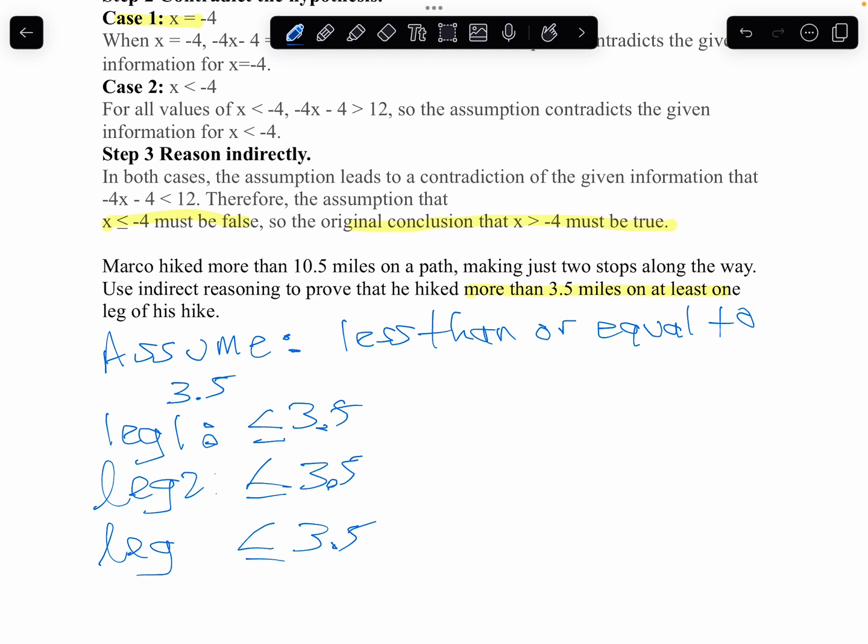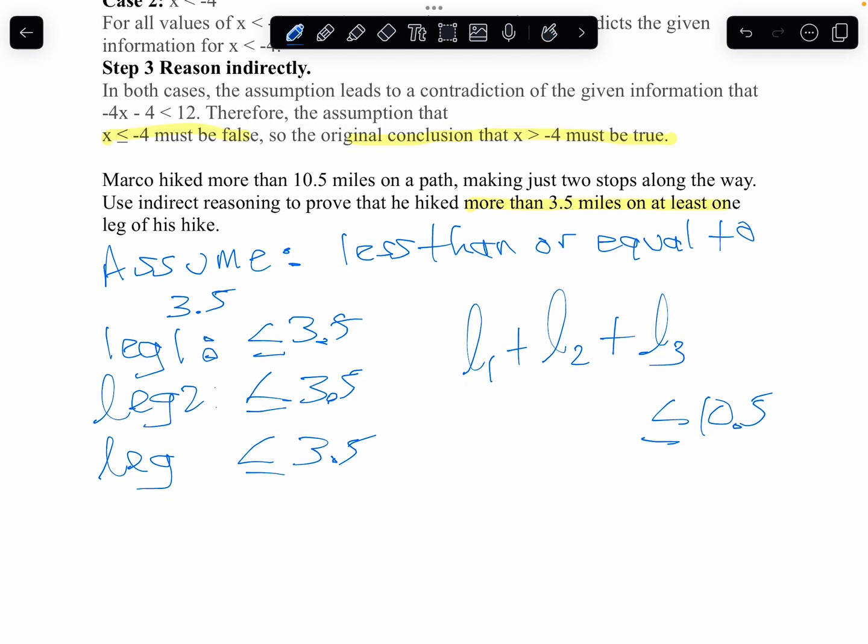So if I add leg 1 plus leg 2 plus leg 3, that will be less than or equal to 3.5 plus less than or equal to 3.5 plus less than or equal to 3.5. Well, that's going to be less than or equal to 10.5, isn't it? We've got a problem because we're given that he hiked more than 10.5. So what we say here is a contradiction. I always put a star when I do a contradiction.